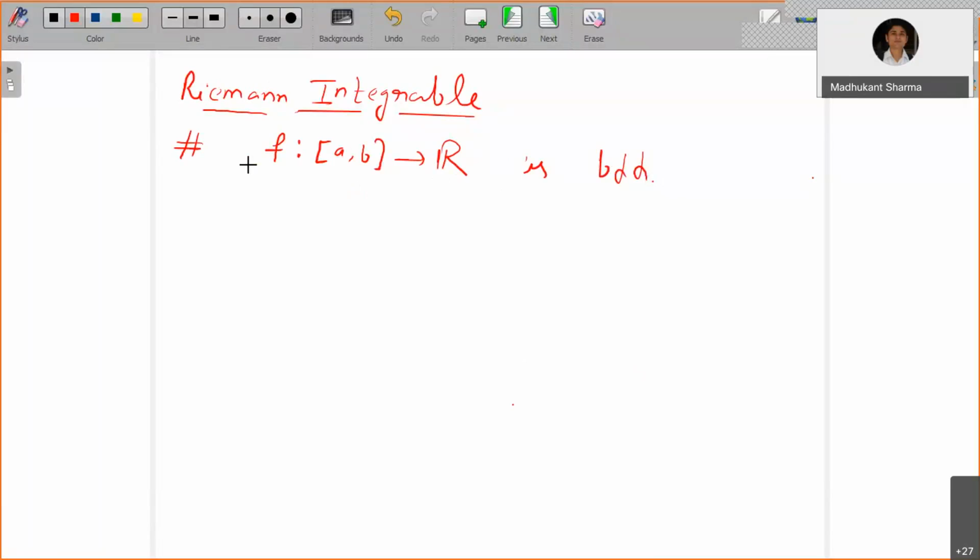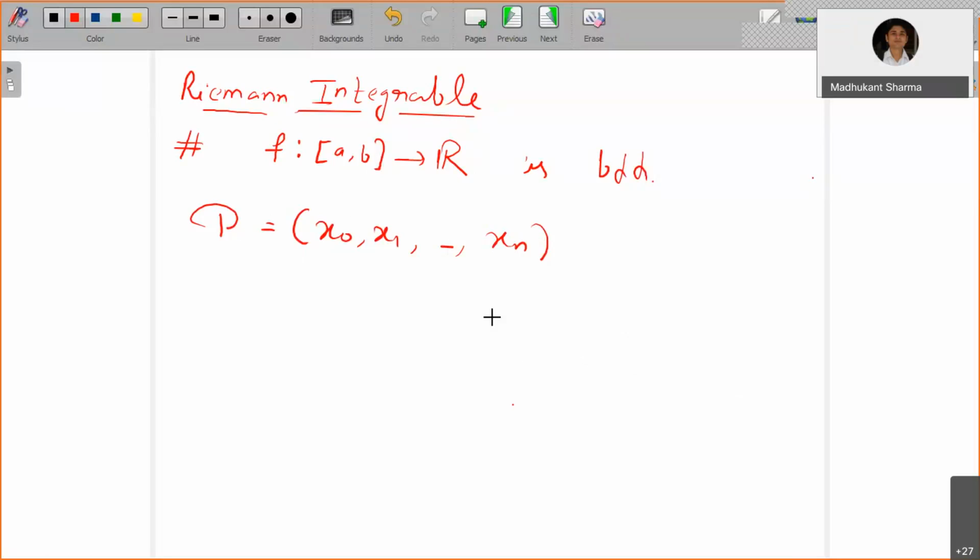Then we have created a partition P, a random partition, x naught, x1, and so on xn. They may be equidistant or they may not be equidistant. Preferably equidistant, and you will also see why maybe soon when we talk about the criteria for Riemann integrability, proving that.